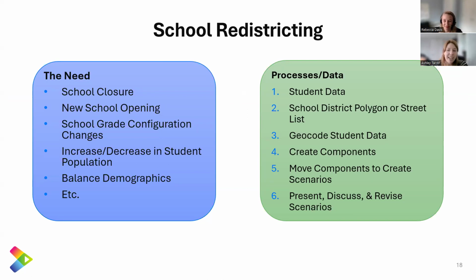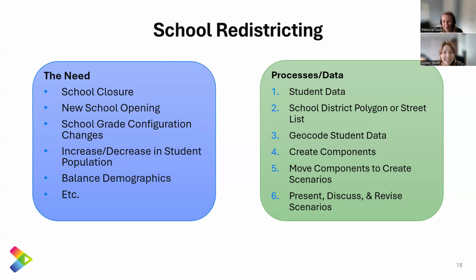Sometimes a town or city has to reconfigure their school districts. This can be due to a school closure, a new school being opened, or grade configuration changes, so if an elementary goes from K to 5 to K to 4 or vice versa. Redistricting may also be needed if there is an overall increase or decrease in the student population, or if there is just a need to rebalance demographics across the district. There are sometimes a lot more reasons, but those are the ones we frequently come across.